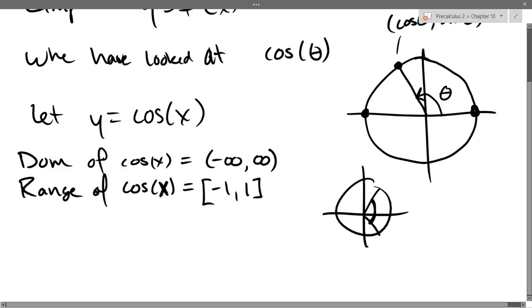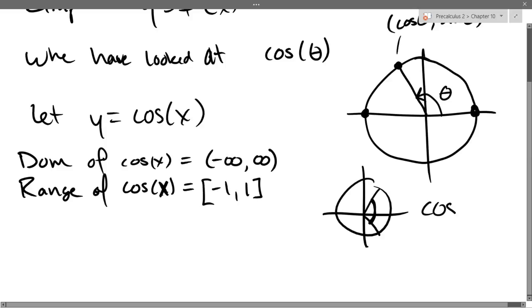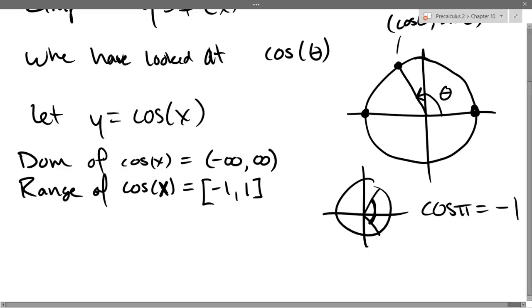Does that make sense? Like, you can take cosine pi, for example, right? No problem, that's negative 1. So I could write cos pi, we should all know that's negative 1. So certainly pi is in the domain, if I'm going to write that down. That makes sense. And of course, I can go anything past pi. I can go anywhere. That particular point on the unit circle is right here.